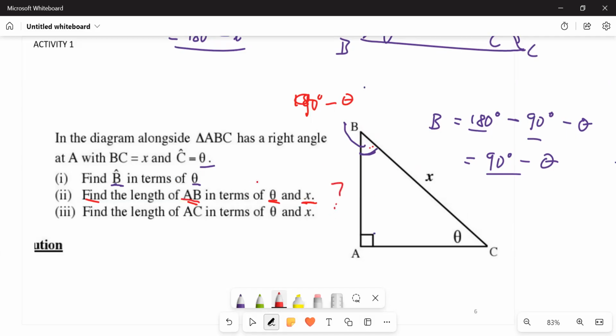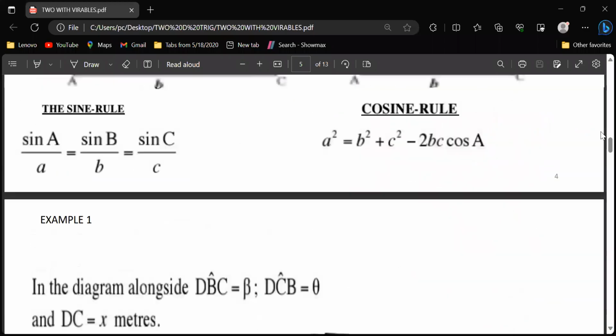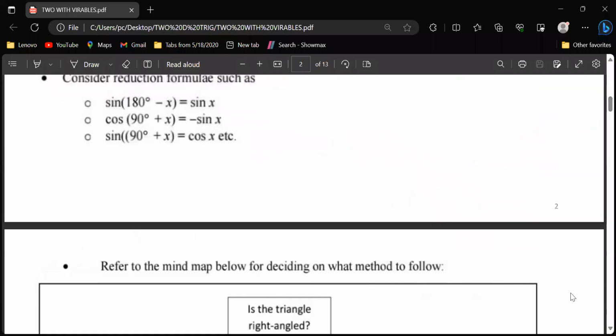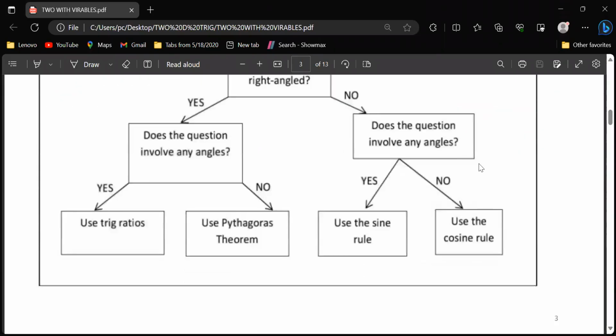You want to have what? They say you should have theta. What else should you also have? You should have x. Now remember, guys, according to our mind map, the triangle that we are dealing with, is it a right angle triangle? It is a right angle triangle. Since it's a right angle triangle, what are we going to use then? We're going to use trig ratios. So let's come and use trig ratios here.